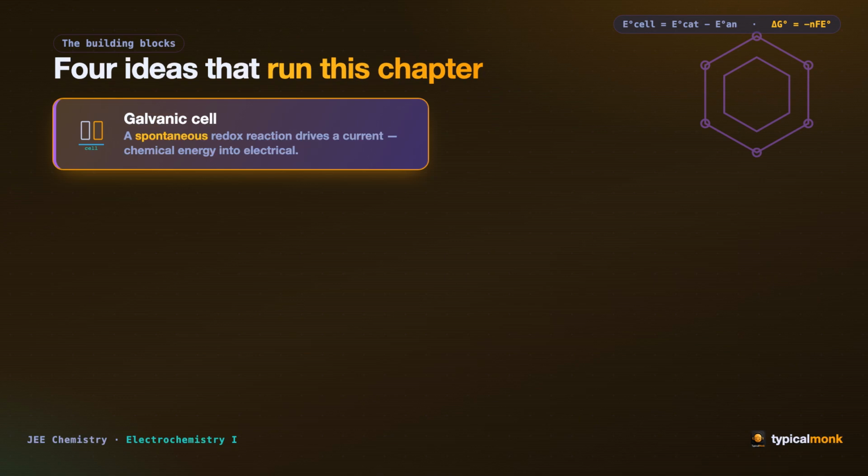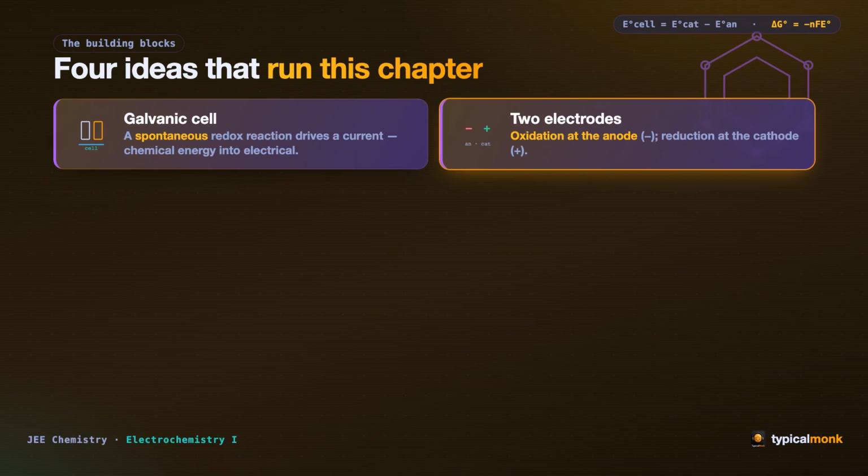The galvanic cell. A spontaneous redox reaction drives a current. It turns chemical energy into electrical energy. The two electrodes. Oxidation happens at the anode, which is negative. Reduction happens at the cathode, which is positive.